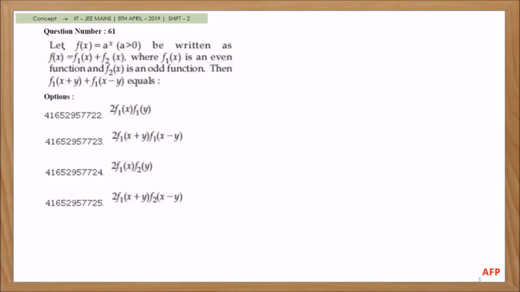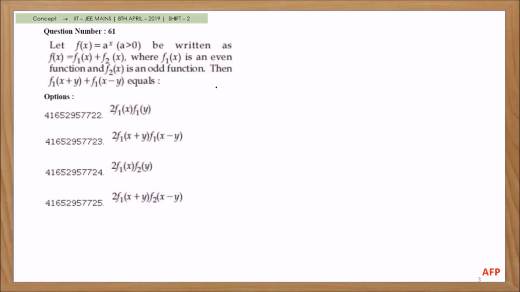First problem: let f(x) = a^x, a > 0, be written as f(x) = f1(x) + f2(x), where f1(x) is an even function and f2(x) is an odd function. Then find f1(x+y) + f1(x−y).